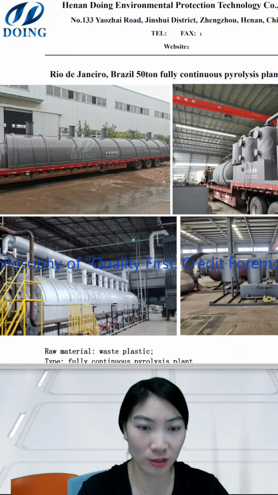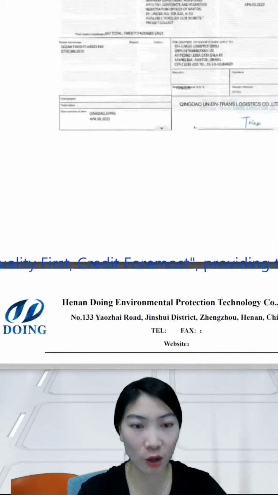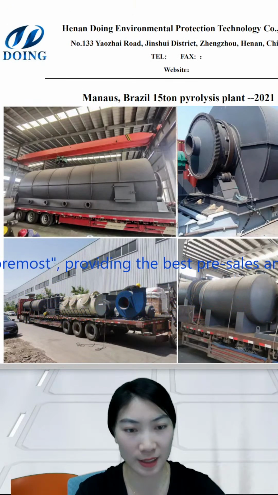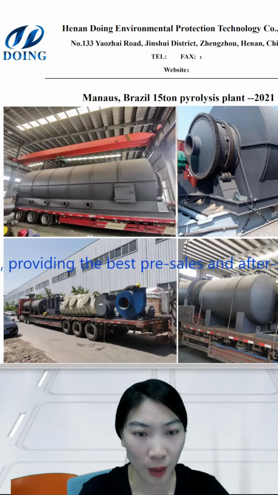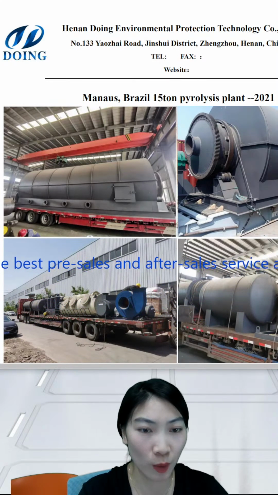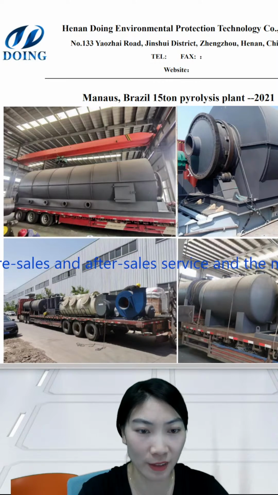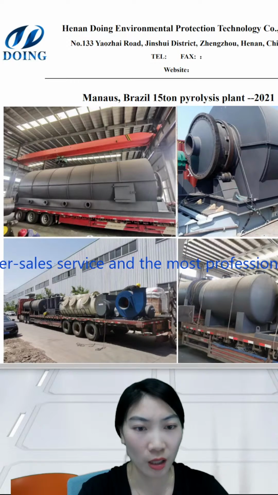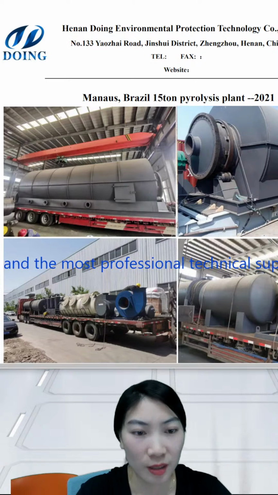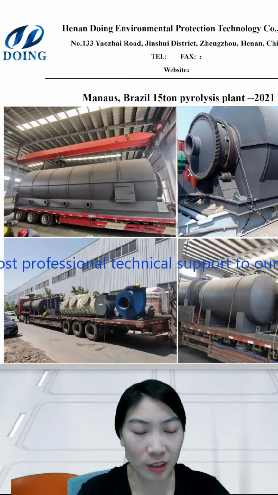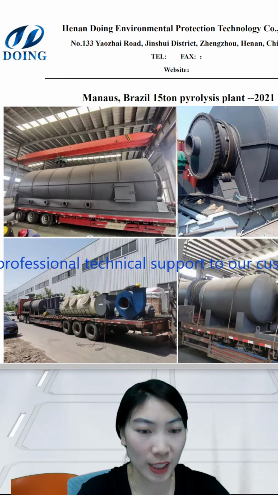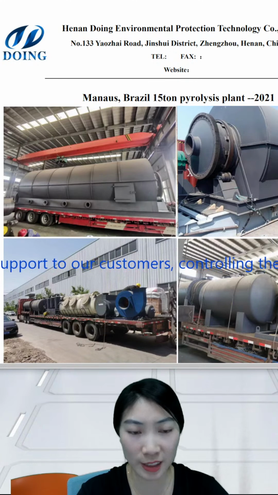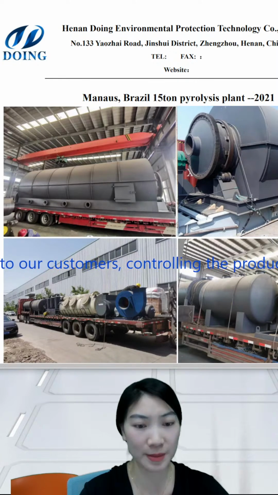But normally for batch pyrolysis plant or oil distillation plant, the delivery time is about 30 days to 40 days. But for fully continuous pyrolysis plant, normally one set 50 tons fully continuous pyrolysis plant, the lead time, you need about 2 months to finish the production. After finishing the production, you can invite the third party to inspect, or you can come here directly to our factory to inspect everything.